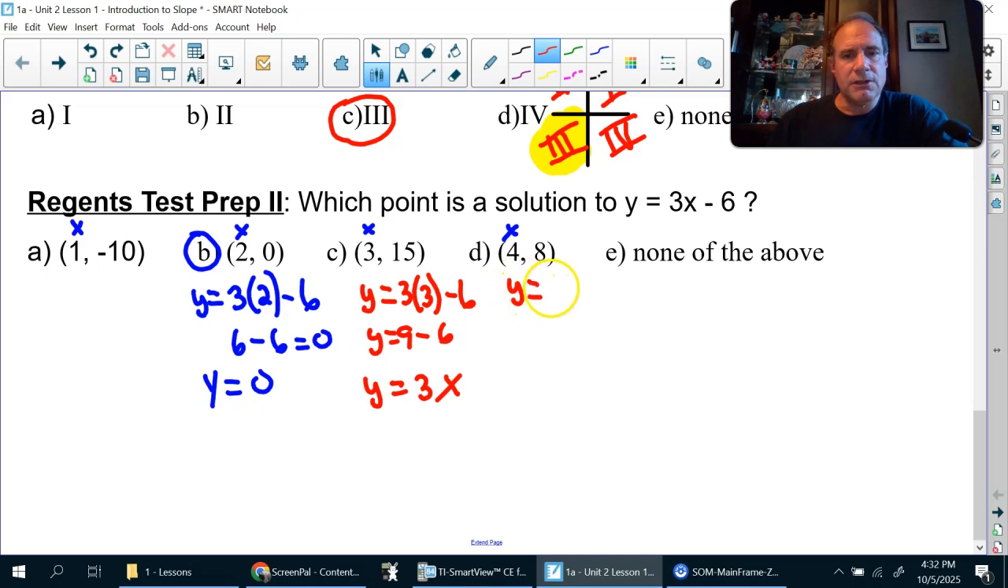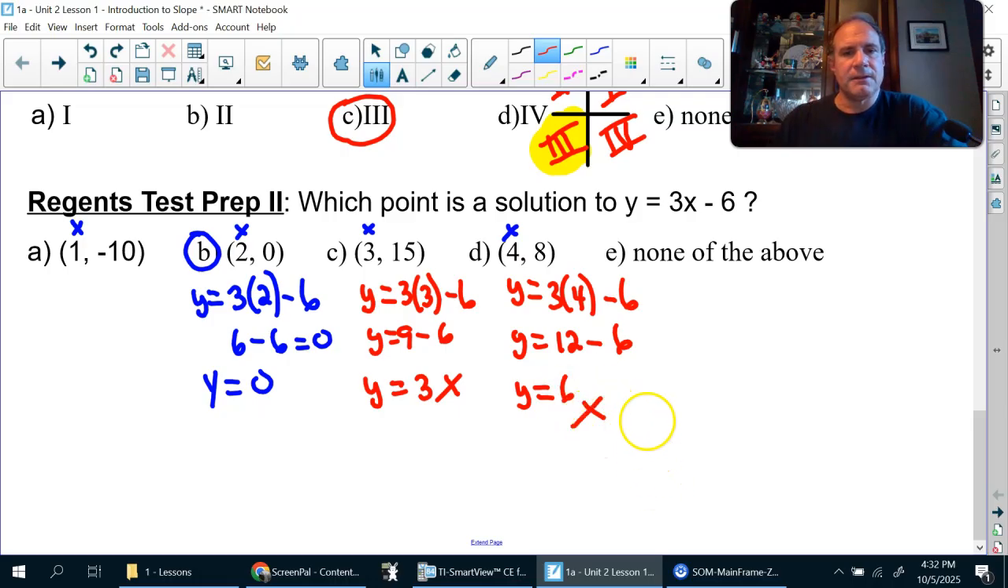Y equals 3 times 4 minus 6 is supposed to give you 8. So let's see if it gives you 8, which it probably won't because we already have our answer. 12 minus 6, y equals 6. No, that's wrong. All right, so you can cancel those out right there. And you don't have to try 1 because 2 is the answer. And that is it.